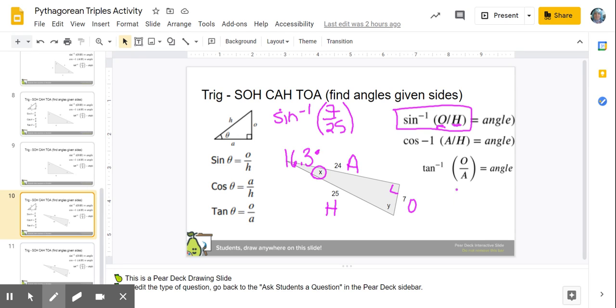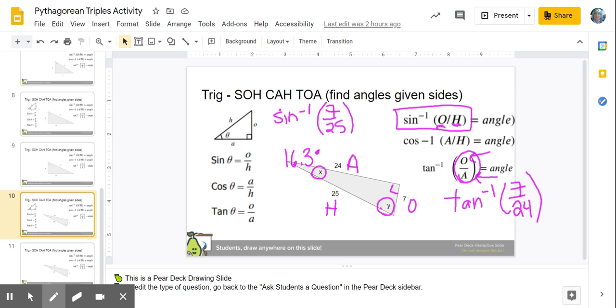So if we do tangent, that's going to be O over A. So that's going to be 7 over 24. So see if you change that 25 to a 24, because we need opposite over adjacent for tangent. See what you get. It's the same thing. Is it? Oh, okay. 16.3. Perfect. So you should be able to choose any one of these ratios. And as long as you plug in the right numbers into the formula, you should be able to get the same answer. Did anybody calculate Y yet?